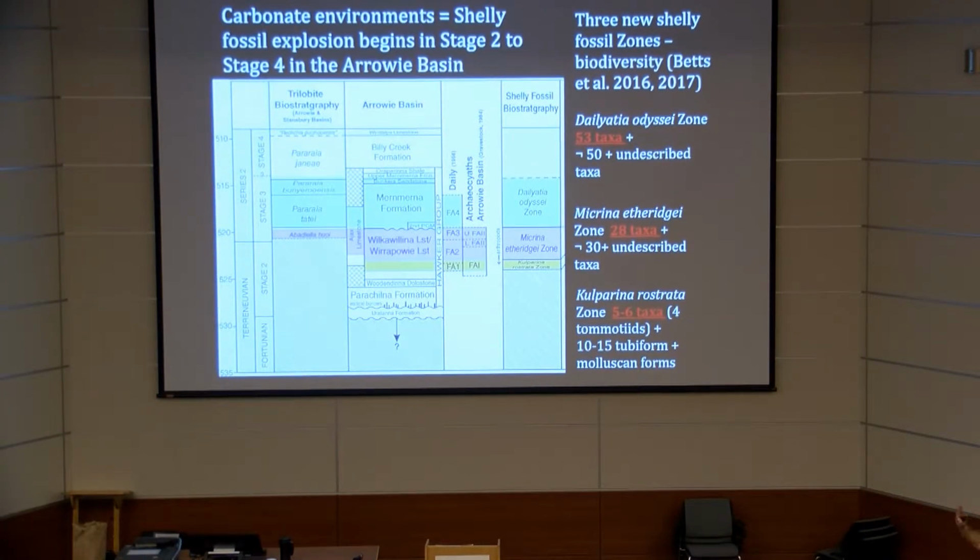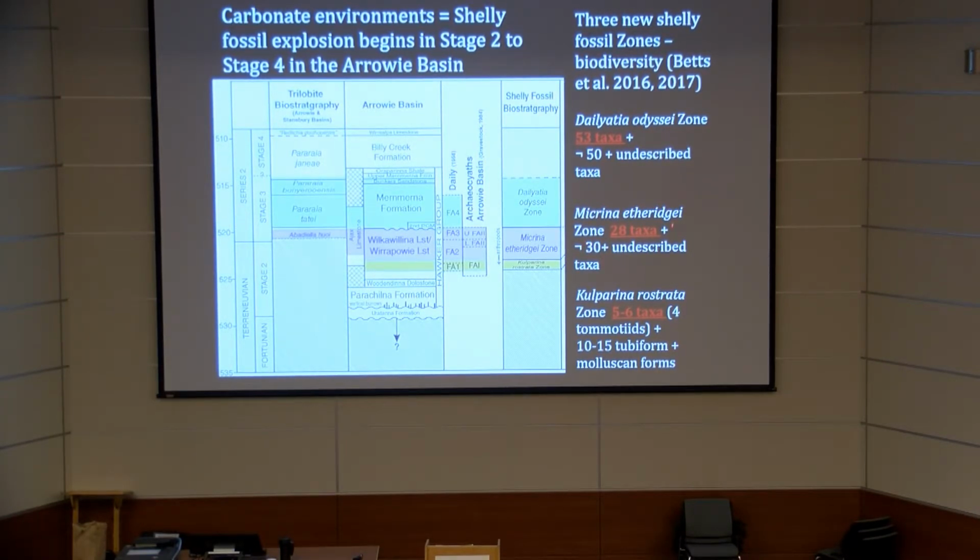But then as we move up, we start to get transgressional facies, including the Wooltana dolostone, and then we come into Wirrapowie and Wilkawillana limestone. So these are shallow shelf bioherms. And we have the 3 shelly fossil zones, which Marissa talked about this morning. And the Codonaria zone is based on 5 to 6 taxa, mostly tommotiids, organophosphatic forms. But there are 10 to 15 other undescribed tubiform, molluscan forms that need to be dealt with.